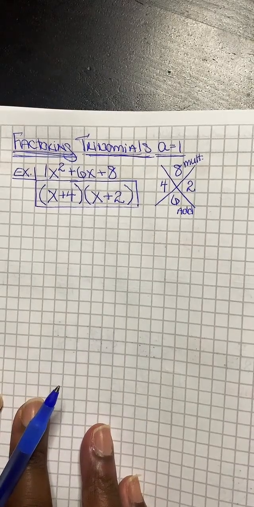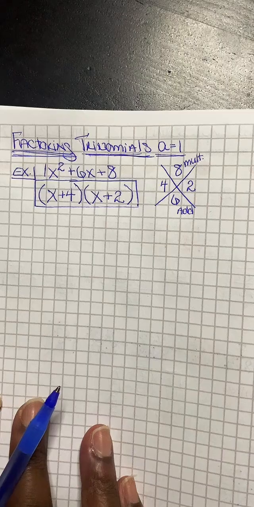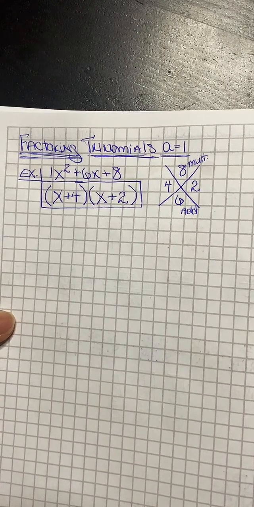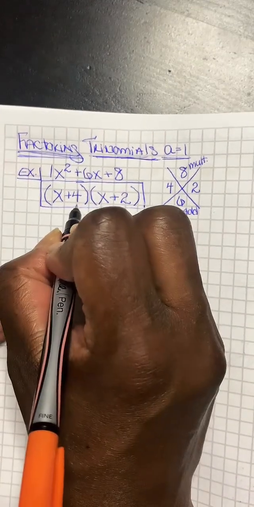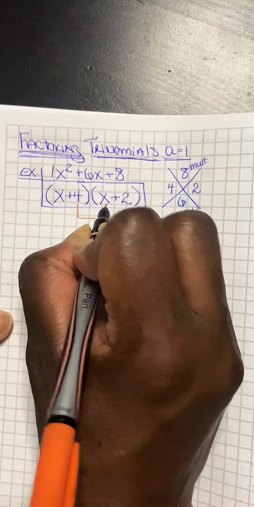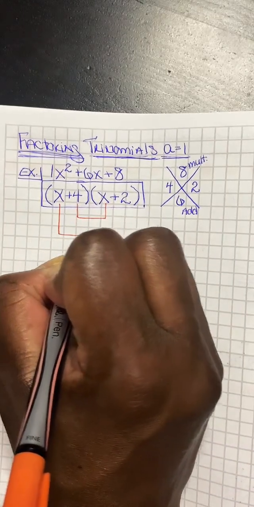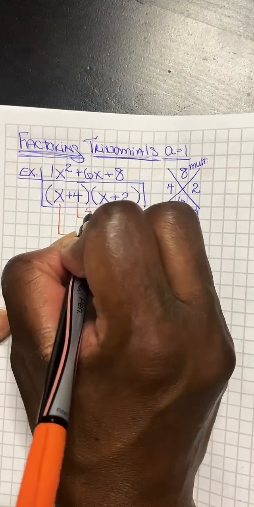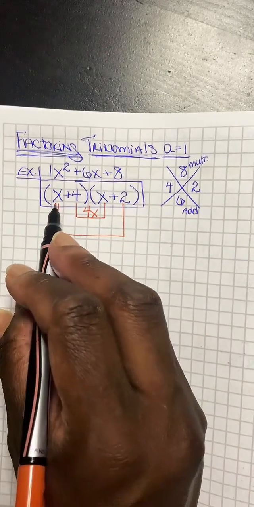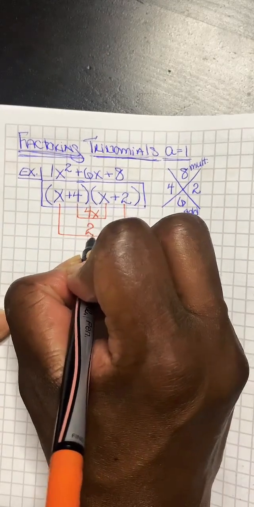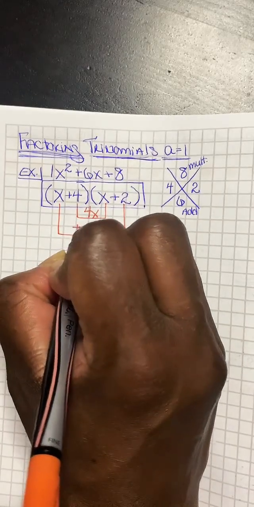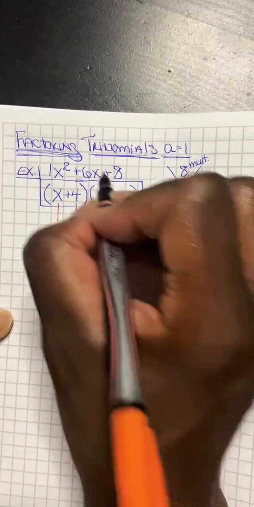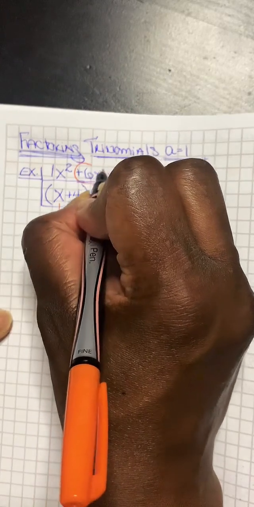Okay. Where did the x by the 6 go? Oh, okay. Well, let me show you. If you want to check it, this is one way you can do it. You can multiply the inside, and you can multiply the outsides. 4 times x gives me 4x. X times 2 gives me 2x. If I add these two together, it will give me the 6x, which is the same as right here.